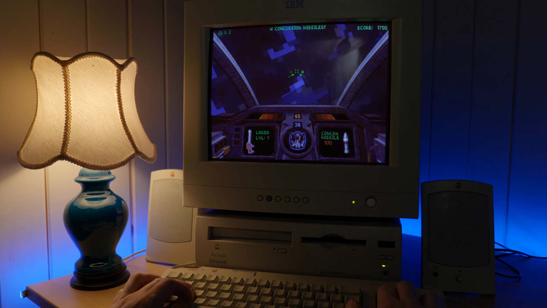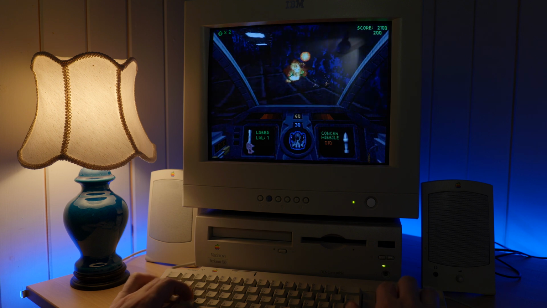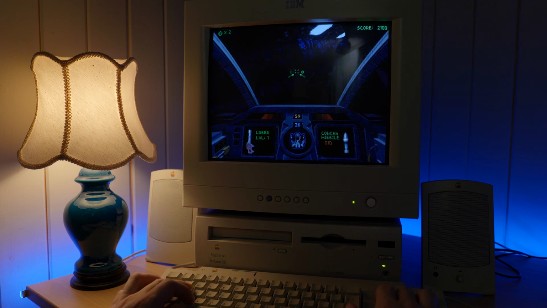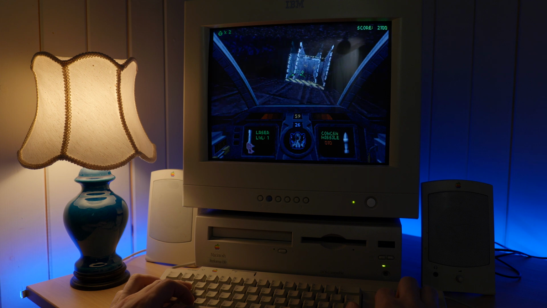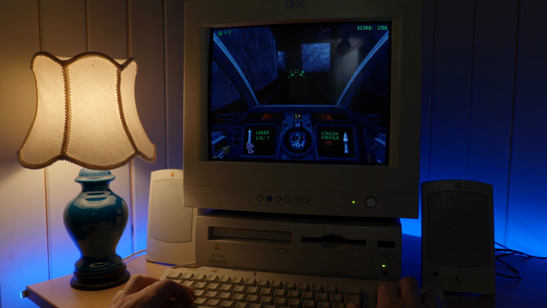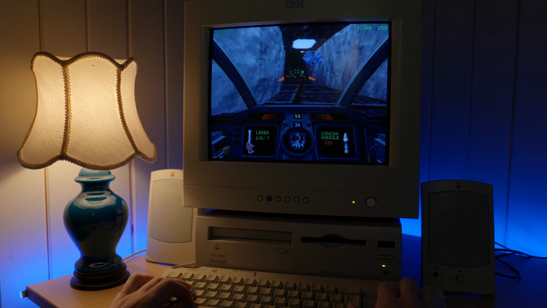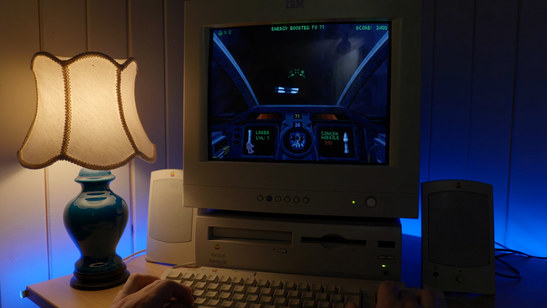Ooh, I want those. So that's pretty much it for this DOS-compatible Macintosh upgrade comparison between the Cyrix DX2 and the Intel DX4 Overdrive. Probably not the most useful benchmark video you've ever watched, but still, I hope someone found it interesting.